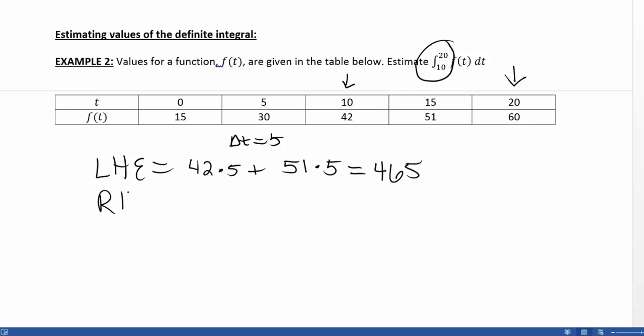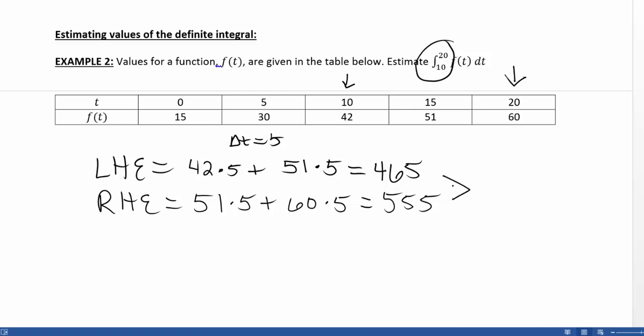Now for a right-hand estimate, we're going to do the same thing, only now we're going to be picking the rate on the right. So from 10 to 15, if we pick the rate on the right, that's 51 times 5, plus 15 to 20, we pick the rate on the right, which is 60 times 5. We add those up, and we get 555. So our best estimate is going to be to average those together. When we average those together, we get 510.